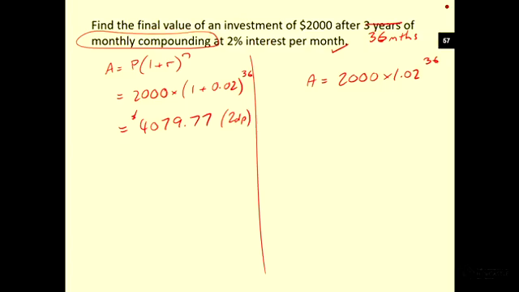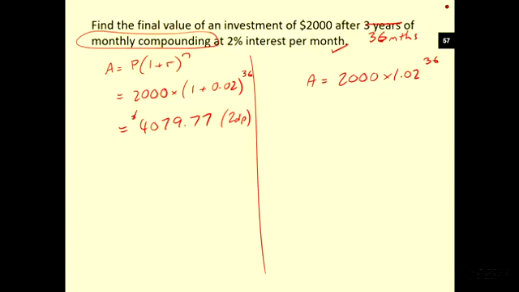Now let's check, did I answer the question? Find the final value? I did. It didn't ask me how much interest I made. It said what's the final value? If I put $2,000 in, it'll end up with a final value of $4,079.77. Yep, all good.